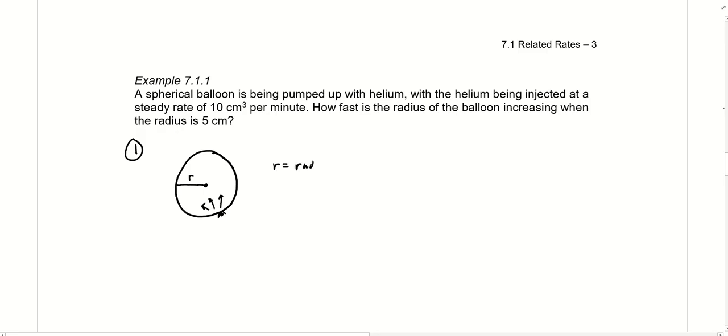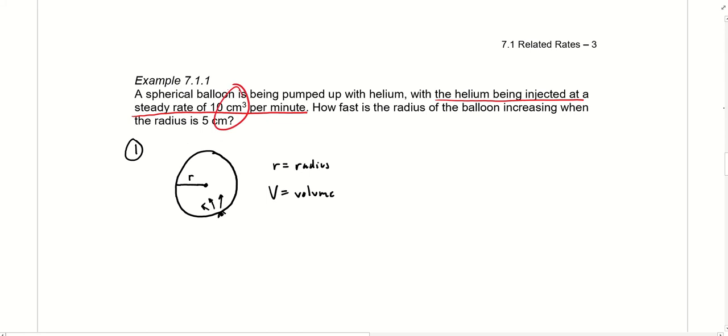R is the radius. It's a good idea to label your variables so you know what they are, and for something like a midterm, if this is a written problem, we want to know what your variables are. So I've got the radius here. I might also want to talk about the volume, so I'm going to indicate volume with a V here. Where do I see volume? Well, if I look at this information, the helium is being injected at a steady rate of 10 centimeters cubed per minute.